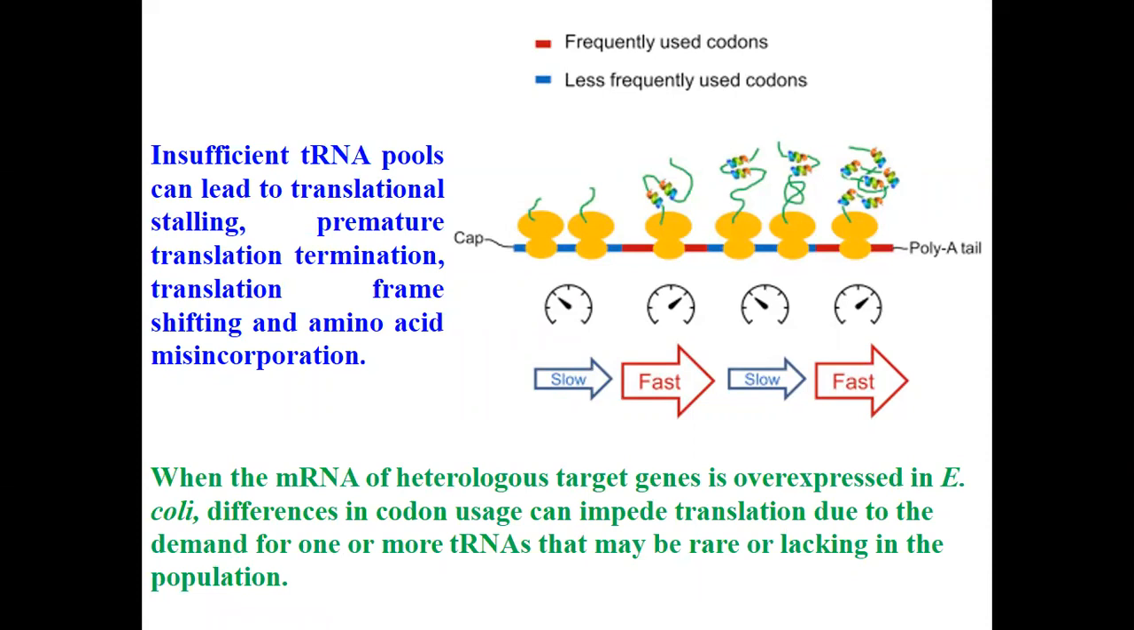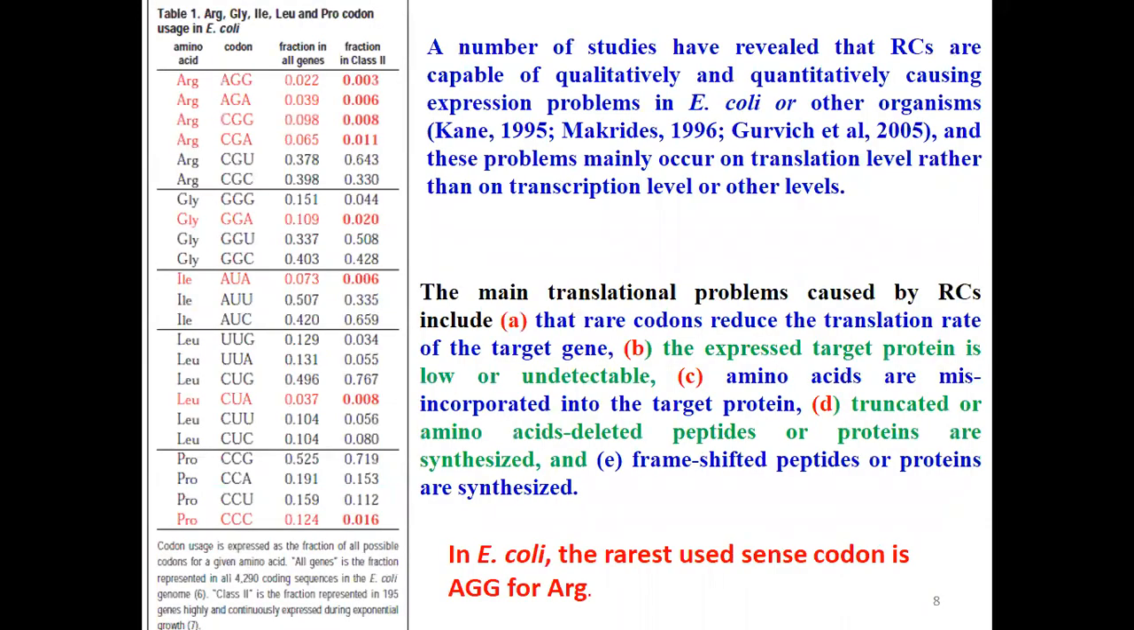This is due to the difference in codon usage, which can impede translation due to the demand of one or more transfer RNAs that may be rare or lacking in the population. Different studies have shown that rare codons can reduce the translation rate of the target gene, and the expressed protein is at low or undetectable levels. Amino acids are misincorporated into the target protein, or truncated or amino acid deleted peptides or proteins are synthesized, and frame shifting peptides or proteins are synthesized.